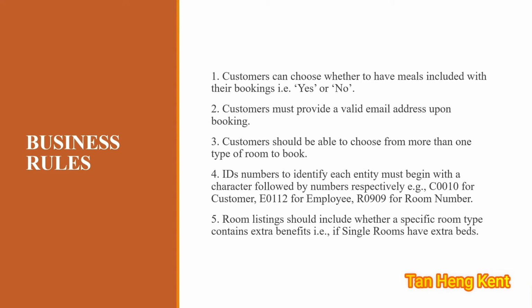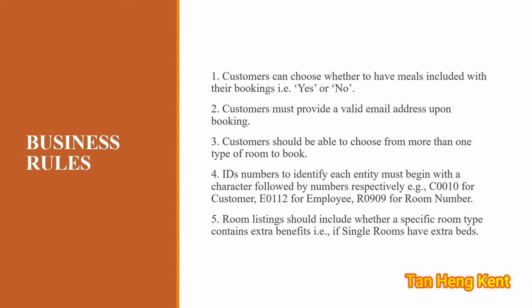The next business rule is customer must provide a valid email address upon booking. This will allow us to contact them if anything comes up, or enable us to send advertisements such as promotion to the customer. After that, customers should be able to choose from more than one type of room to book. This is compulsory because we have 3 types of room that include single room, double room, and family room. So the customer should be able to choose which rooms, feature, and price that the customer prefer.